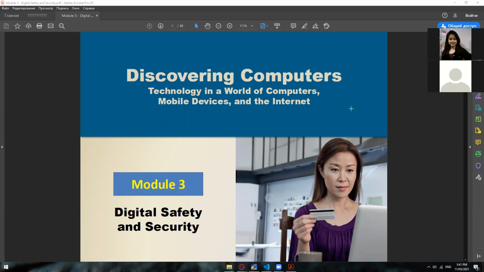All right, so I guess none anymore. So let's now start with our discussion for module 3. The title of this module is Digital Safety and Security. Maybe some of you already have knowledge about protecting your computers or devices, like smartphones or anything that connects with the internet, from viruses, hackers, crackers, script kiddies, etc.